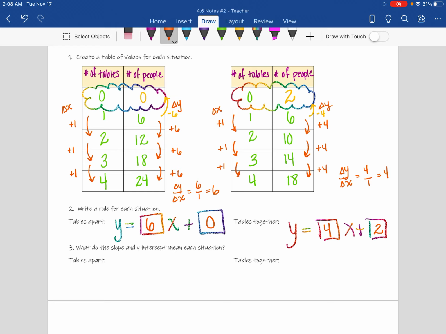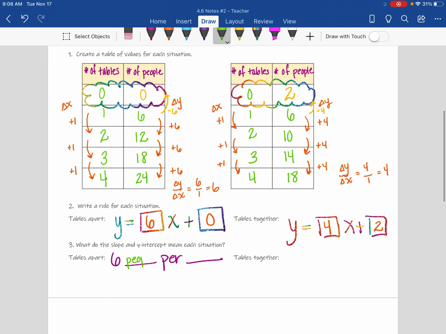Okay, so whenever we're thinking about what the slope means, almost always, we can take the slope, which in this case is 6, and say to ourselves, okay, 6 blank per blank. So if we look at our situation, 6 blank per blank, that's the meaning of the slope. What are we talking about? We're talking about people and tables. So in our first situation, there are 6 people per table.